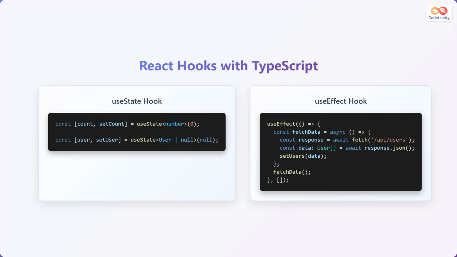For the useEffect hook, you can define the types for the data being fetched. Here's an example. Inside the useEffect hook, an asynchronous function fetchData is defined. This function fetches data from an API endpoint, then converts the response to JSON. The type of this JSON is UserArray. Finally, the hook setUsers is called with the data.